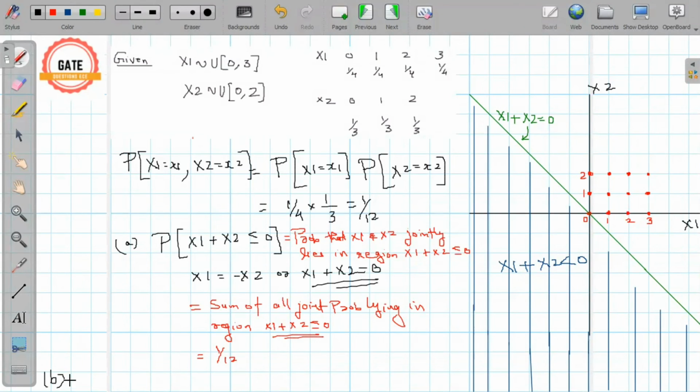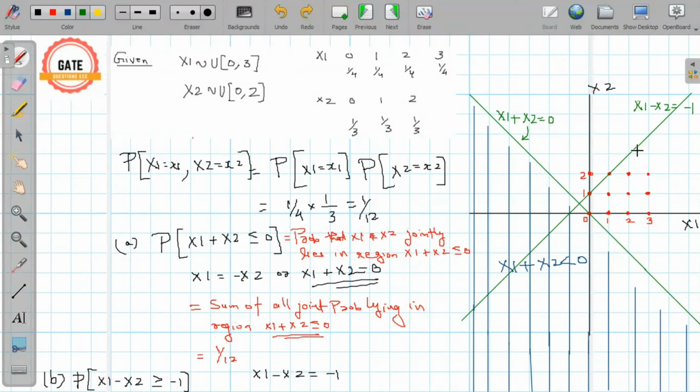So in the B part, we are asked about the probability that x1 minus x2 is greater than or equal to minus 1. So firstly we need to identify what this region is in this x1 x2 plane. For that, firstly we will identify the line x1 minus x2 is equal to minus 1. So this line in the x1 x2 plane is the line that I am going to draw now. So this line is the x1 minus x2 is equal to minus 1 line.